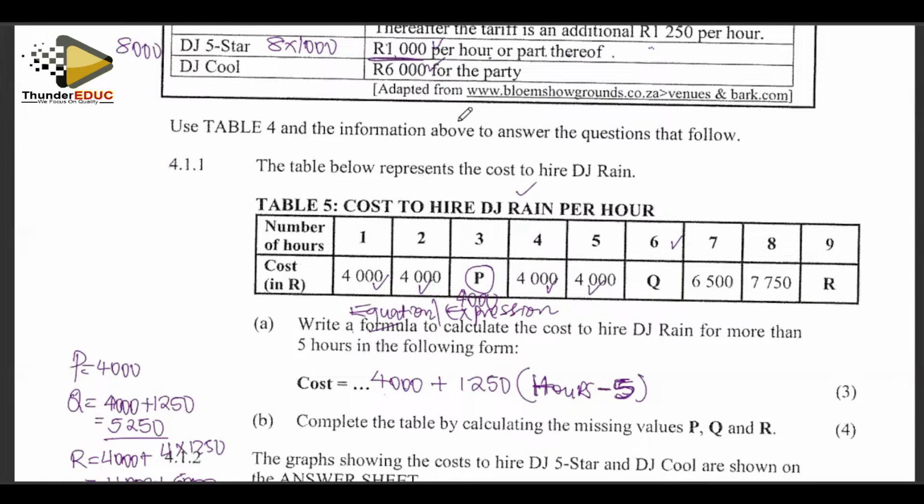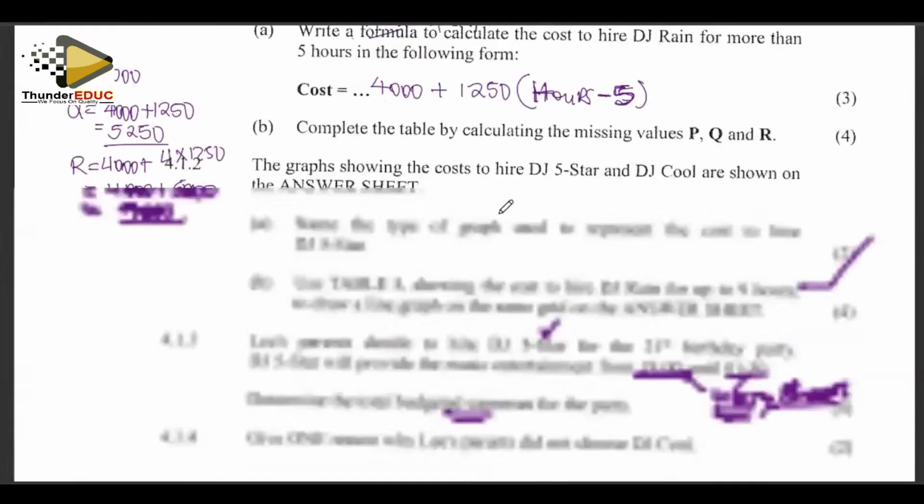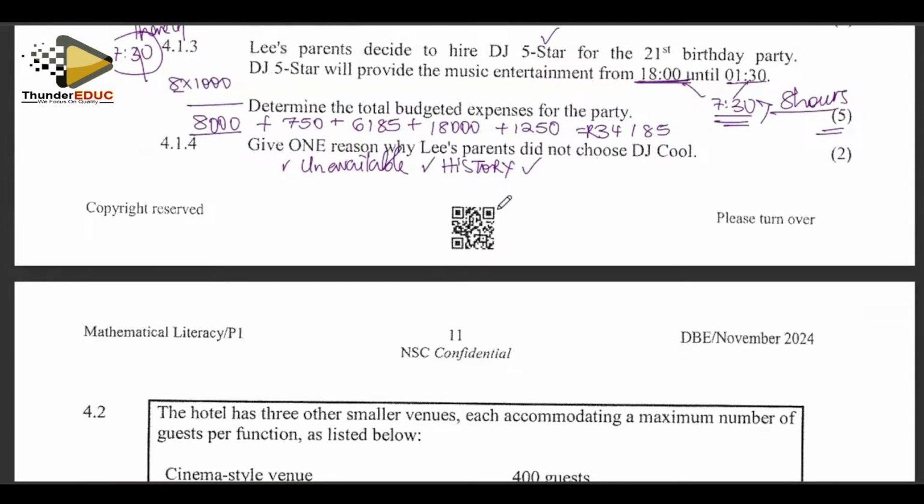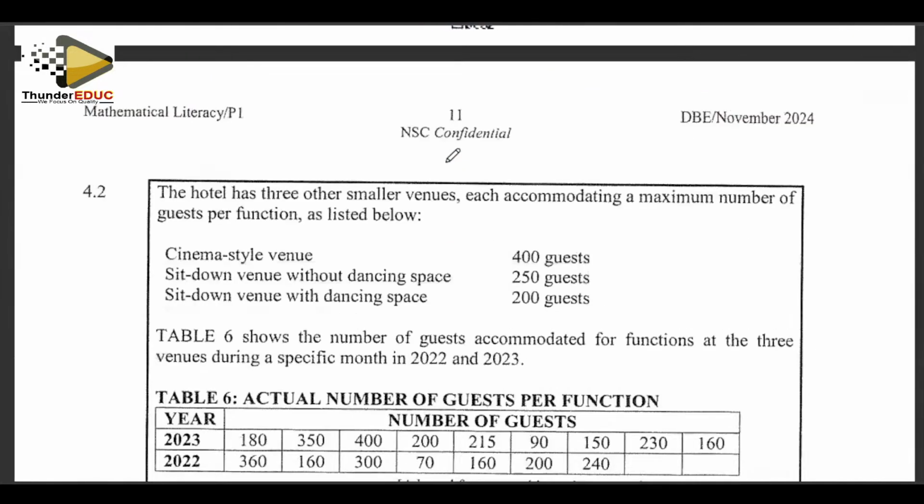because let me see, if you use DJ Rain, yeah, it was the cheapest. If you use DJ Rain now, 8 hours, you pay 7,750. Here we are paying 8,000. Yet DJ Cool is going to pay 6,000. You know, at a glance, they saw that it was expensive. There are many reasons that parents could leave the guy out.